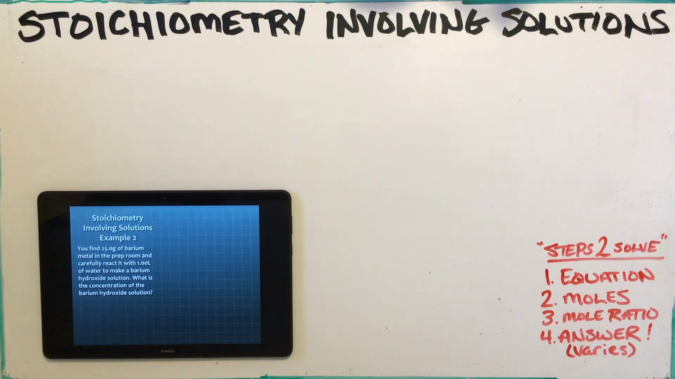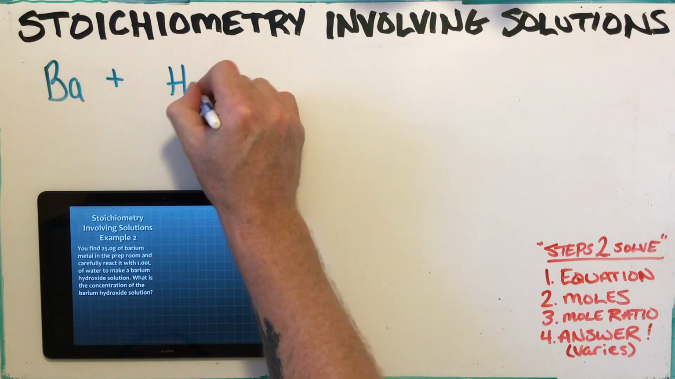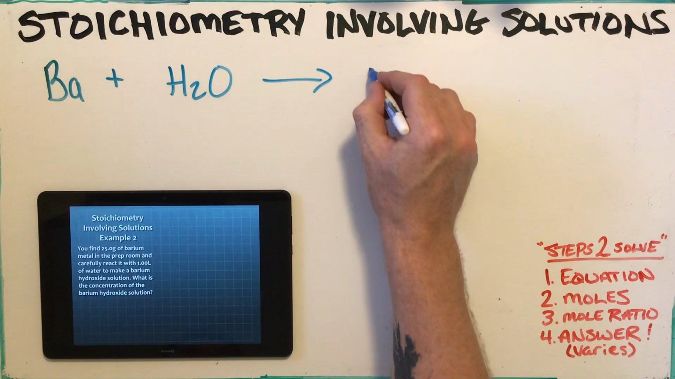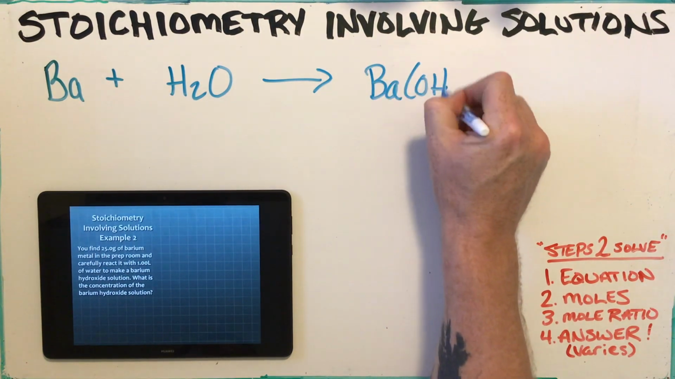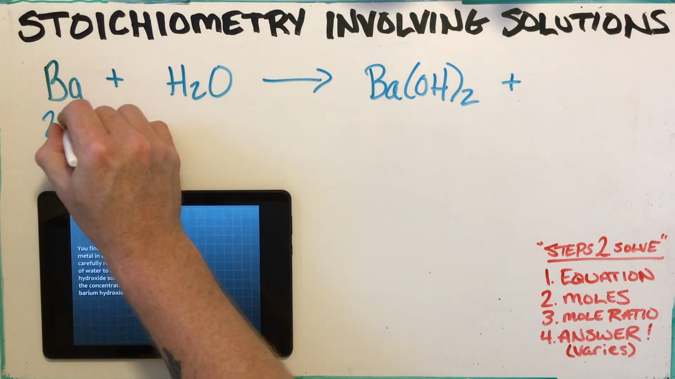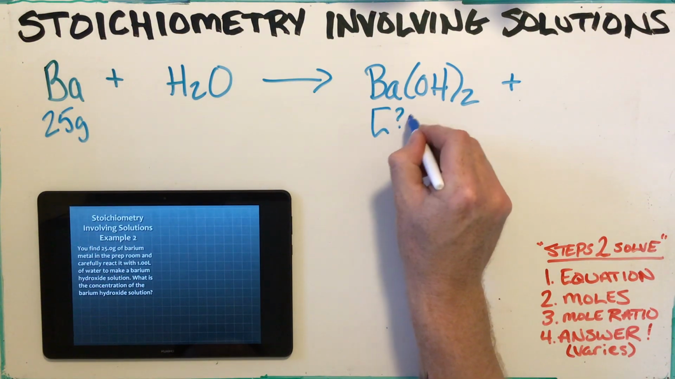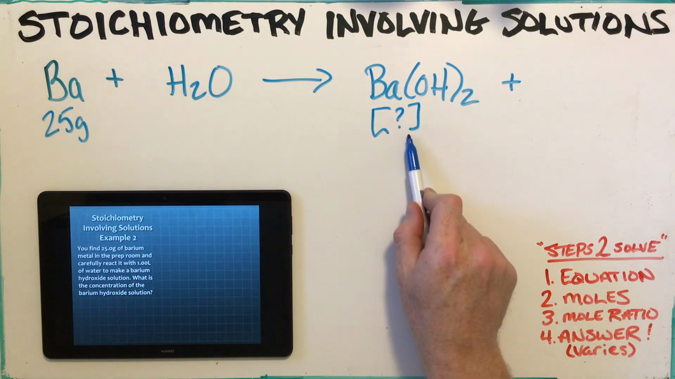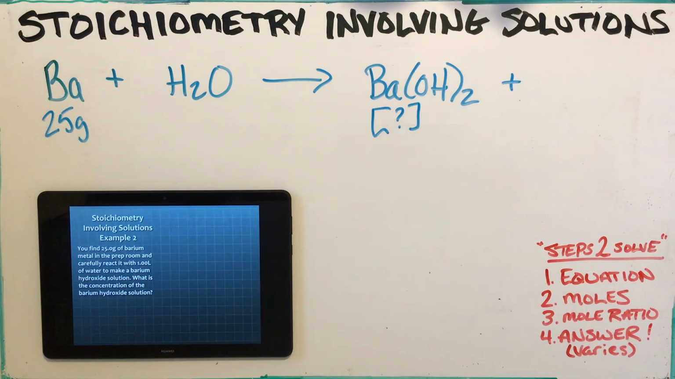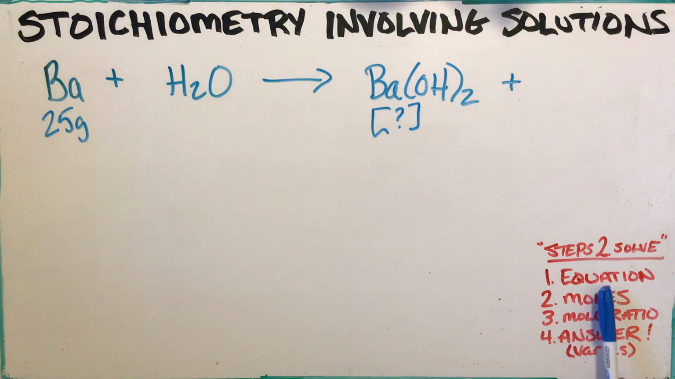So, we find barium and we react it with water and we make a barium hydroxide solution. Now remember, we are given 25 grams of this. And we want to know the concentration. Square brackets mean concentration. We want to know the concentration of the barium hydroxide solution. Now, for my reaction, step number 1, we got the information down. Step number 1 is the equation.